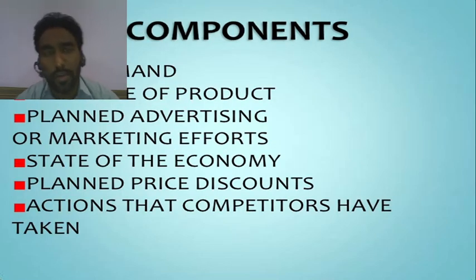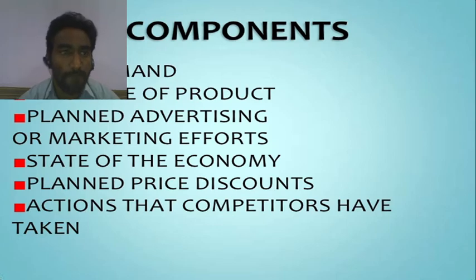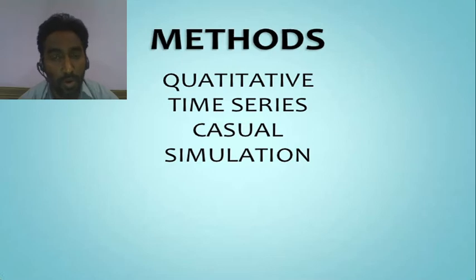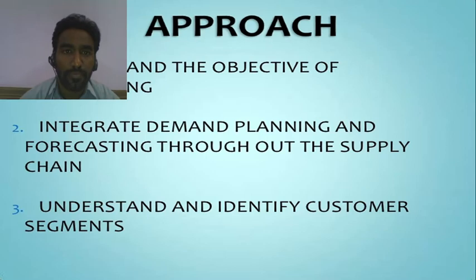Let's discuss the components of supply chain forecasting: past demand, lead time of the product, planned advertising or marketing effort, state of the economy, planned price discounts, and actions that competitors have taken. There are certain methods to find out the demand forecast, and they are as below: quantitative method, time series, causal simulation.